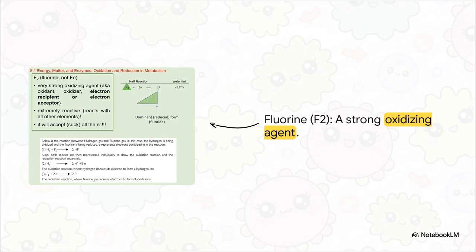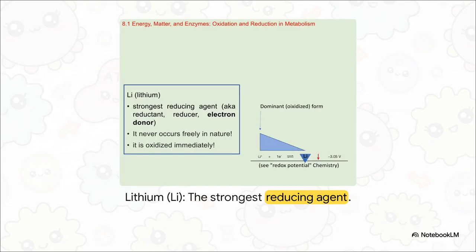Let's look at the chemical extremes to really get a feel for this. Take fluorine gas. Fluorine is a highly aggressive oxidizing agent. It is absolutely desperate to suck up electrons from anything around it. You can think of it as the ultimate chemical thief, just relentlessly stealing electrons. But contrast that with lithium. Lithium is the ultimate reducing agent. It's so eager to donate its electrons that it never even occurs freely in nature. It gets oxidized immediately. Microbes are brilliant at this. They exploit these exact differences in electron eagerness to harvest energy in this beautiful atomic flow of power.